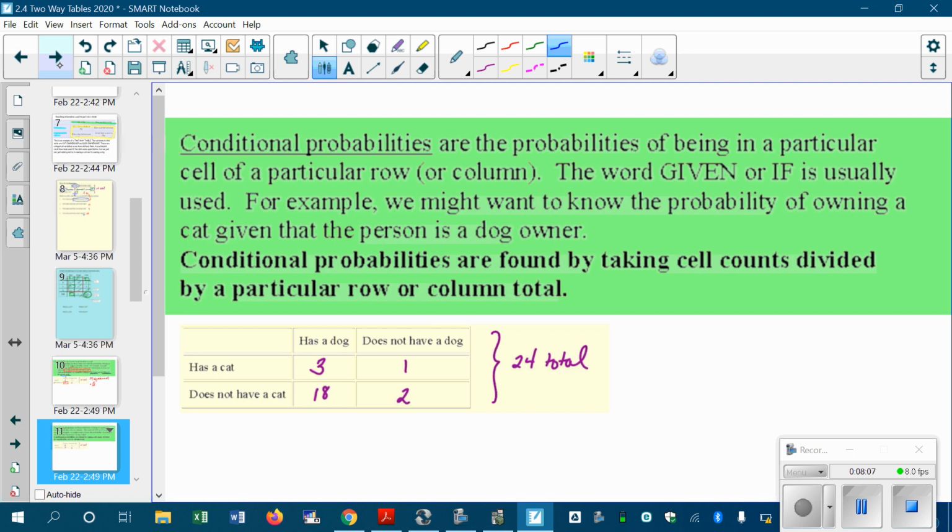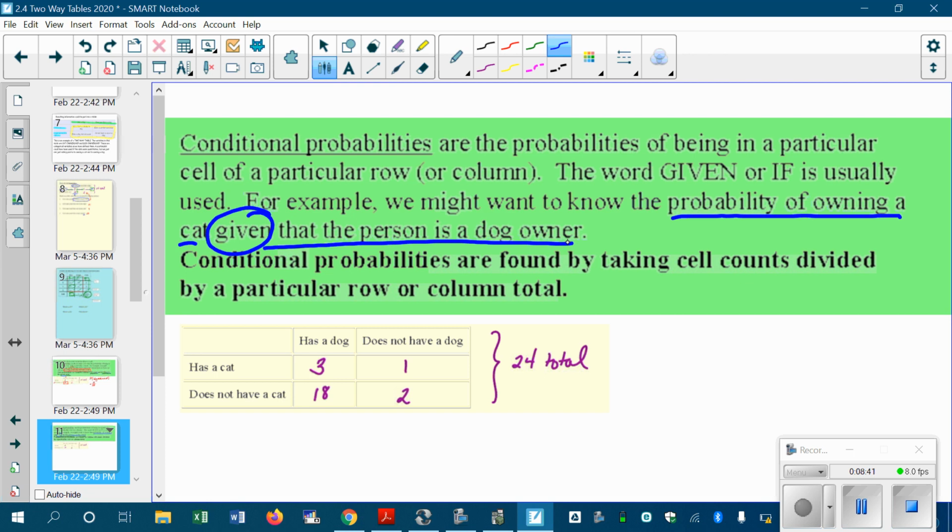Conditional probabilities typically have the word given or if. It's like finding a probability, but within a subgroup rather than within the entire group. So an example of that would be, let's say we wanted to find the probability of owning a cat given that the person is a dog owner. You can imagine this, instead of having the 24 people all be in the room, you're going to say, hey, I only want to look at dog owners now. So everyone who owns a dog stays and everyone else leaves.